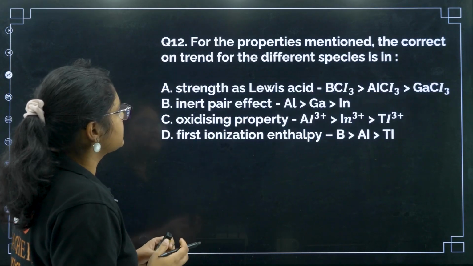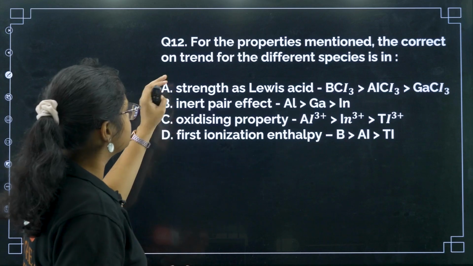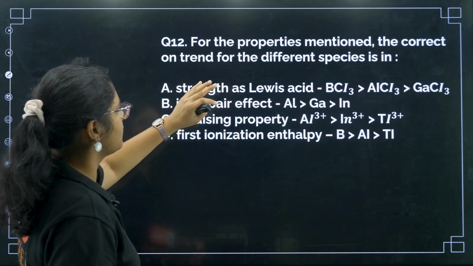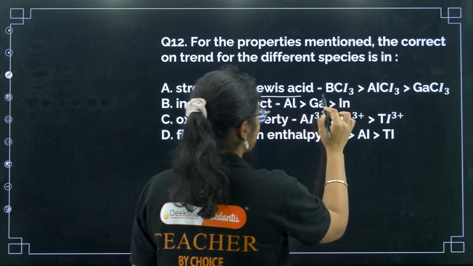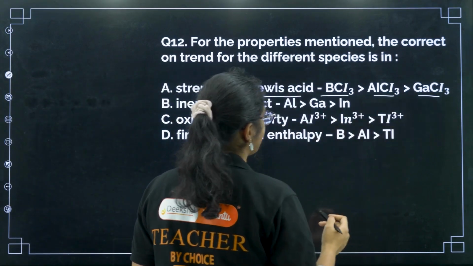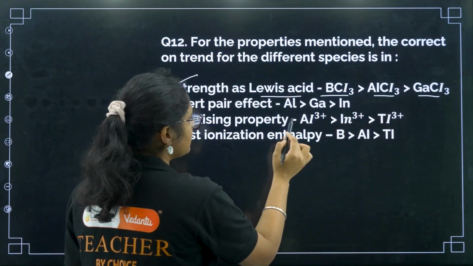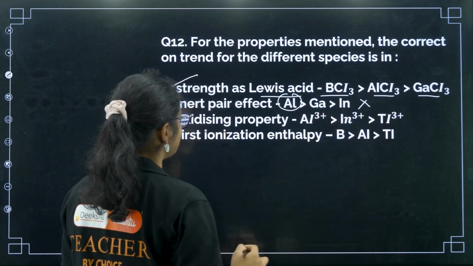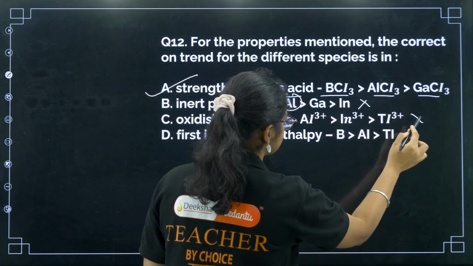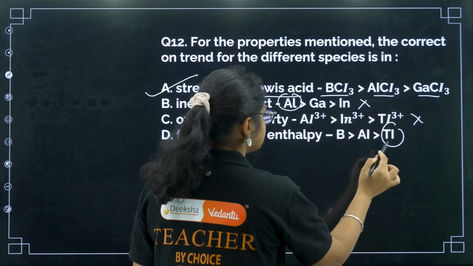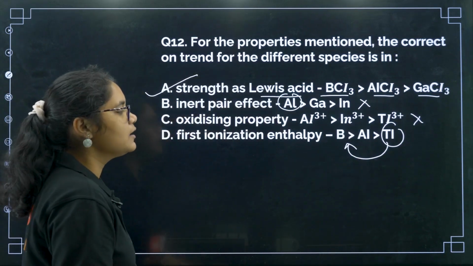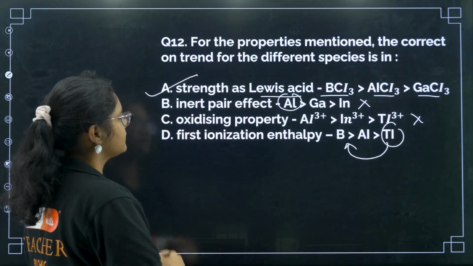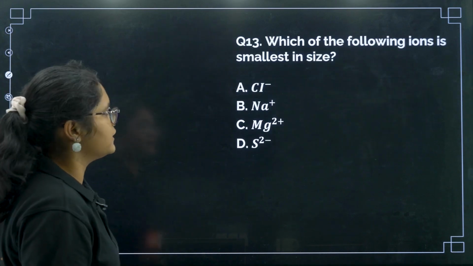Okay, next we have to tell the trends. For the properties mentioned, the correct order of the trend of different species. Okay, so here Lewis acid strength, that is correct. Boron, aluminium, gallium, this order is correct. Inert pair effect, aluminium does not show inert pair effect. Oxidizing property, order is also not correct. And if you see first ionization enthalpy, thallium has more first ionization enthalpy due to inert pair effect, so option number A is the correct answer here.